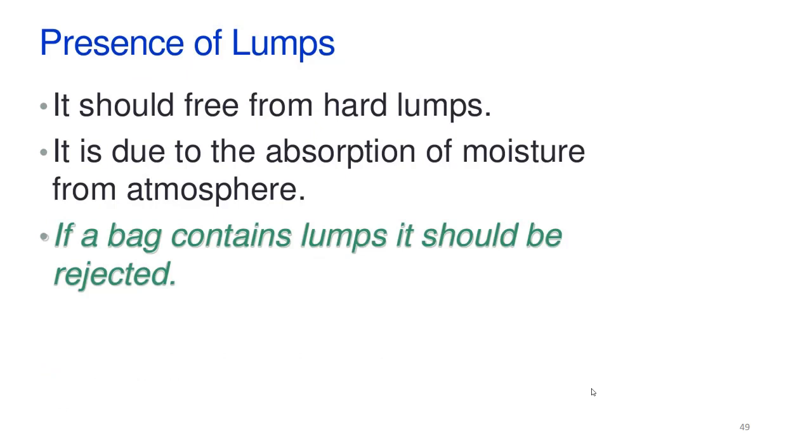Then there must not be lumps. Cement does not contain lumps in its original form. If it contains lumps, it means that the hydration has already started, with the formation of hydration products. Cement lumps show that the cement particles clog with each other to form higher particle sizes. So the presence of lumps shows that hydration has started. So lumpy cement is also rejectable.